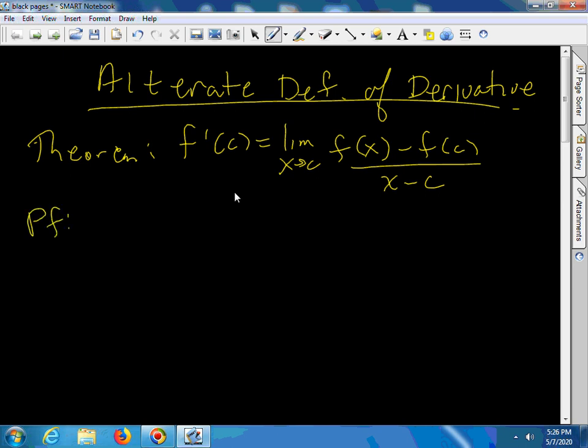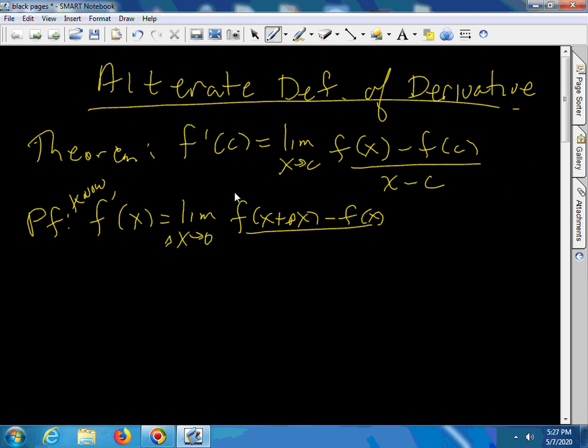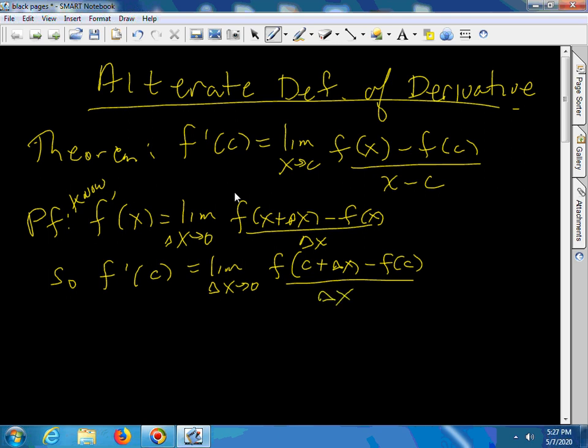Now, we know that f prime of x is equal to the limit as delta x goes to 0 of f of x plus delta x minus f of x over delta x. Okay, so f prime of c is going to equal the limit as delta x goes to 0 of f of c plus delta x minus f of c all over delta x.